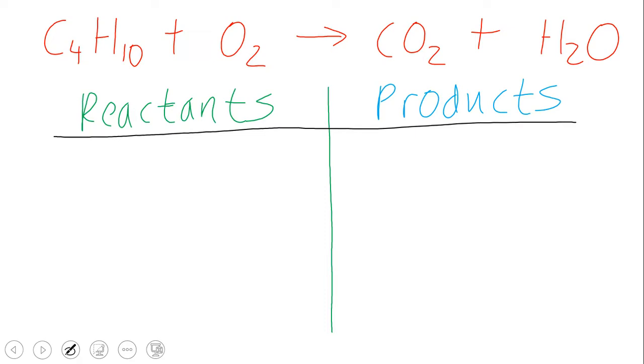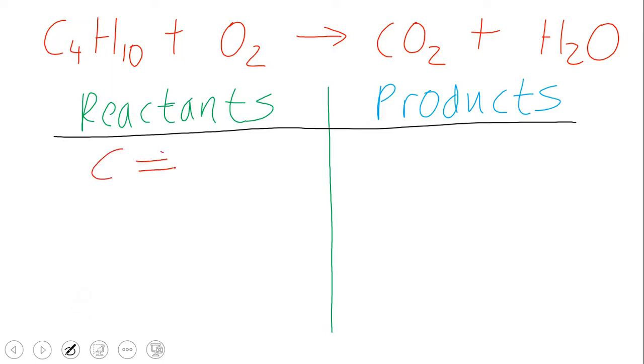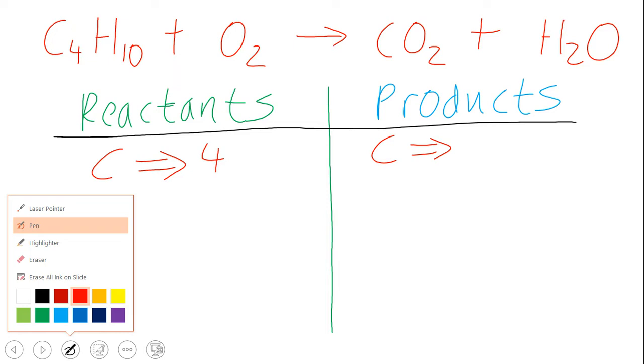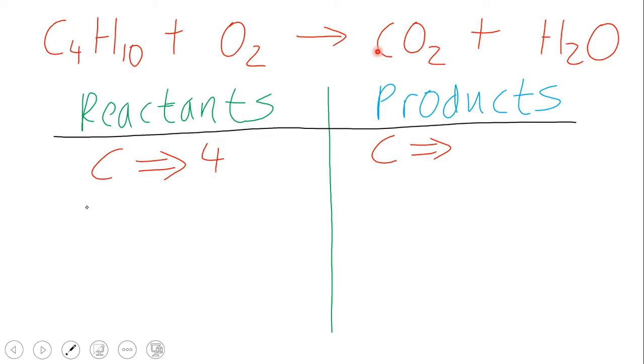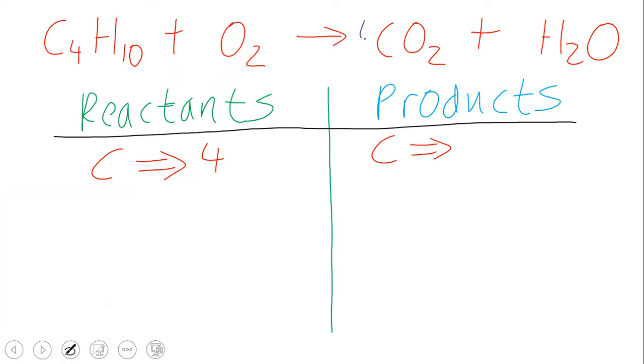All right. So notice that we're going to start off with carbon. For carbon, we have 4 on this side, and so let's jot that down. But on the product side, we only have 1. So that means that we have to put a 4 in front of the C. So let's put the 4 there. So now we have 4 carbon. Okay, great.